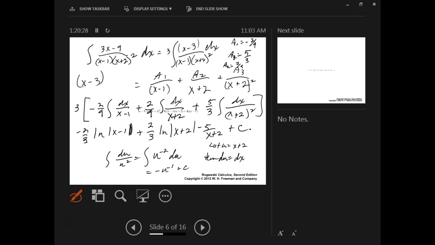I've got to find it. There it is. Negative 2/3 log absolute value x minus 1 plus 2/3 log absolute value x plus 2, minus 5 over x plus 2, plus c. Very good. All right.